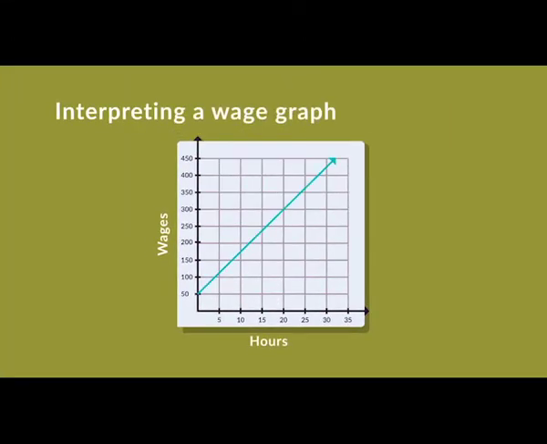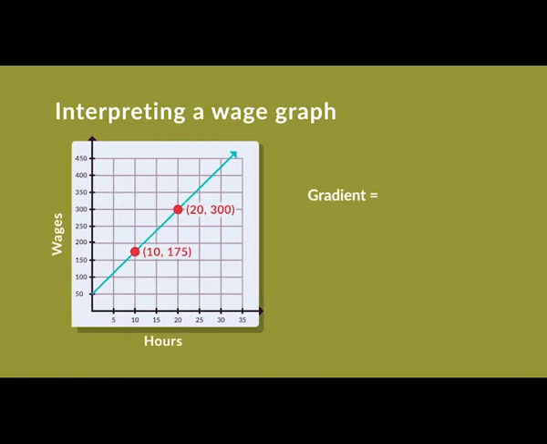How about this graph showing wages against hours worked? Again, it's a straight line graph, so we know the rate of wages earned is constant. To calculate this rate, we take 2 points on the graph, say (20, 300) and (10, 175). Then calculate the gradient in the usual way. The difference in the y values divided by the difference in the x values is 12.5. The rate at which wages are earned is 12.5 per hour, and the rate is constant.